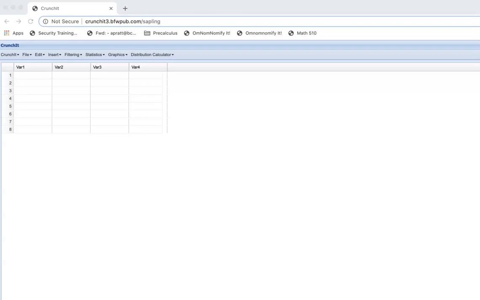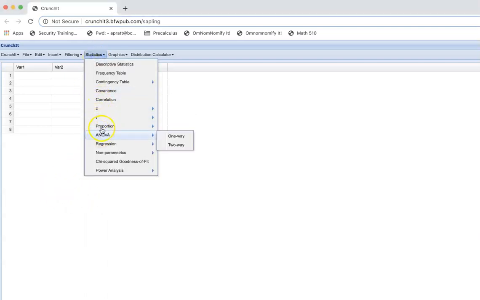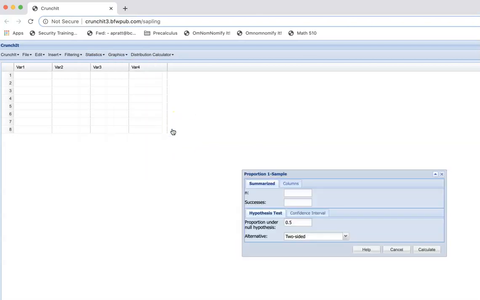I'm going to show you how we would use Crunchit in order to do these calculations. So first, let's go to the coffee example. So this was a proportion problem. So we go to statistics, proportion, one sample. Sorry, my mouse is acting funny right now. Now, here we're going to use summarize because we won't have the raw data.